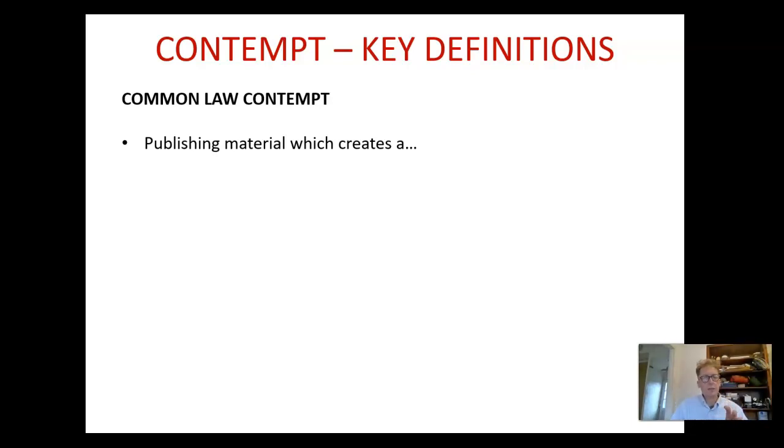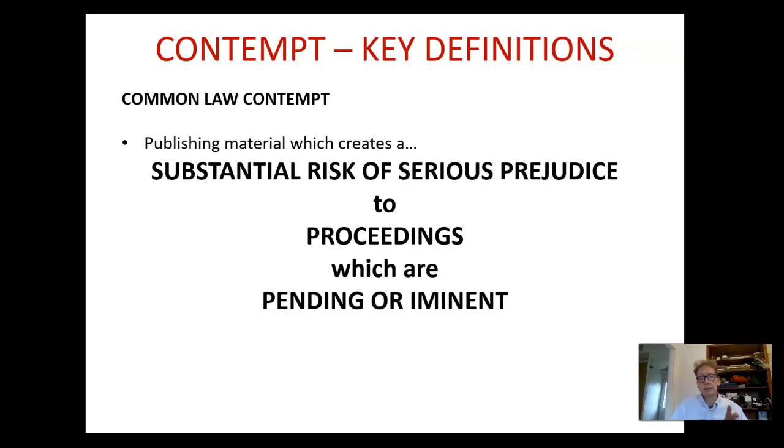But the definition of common law contempt is publishing material which creates a substantial risk of serious prejudice to proceedings which are pending or imminent. So it's anticipating proceedings which are going to happen, anticipating charges and court action. It's significant in that it does say that there is a risk even if proceedings have not started yet. If you've got good reason to know that proceedings are going to start, then there is a risk of contempt. But the key words there are substantial risk of serious prejudice.